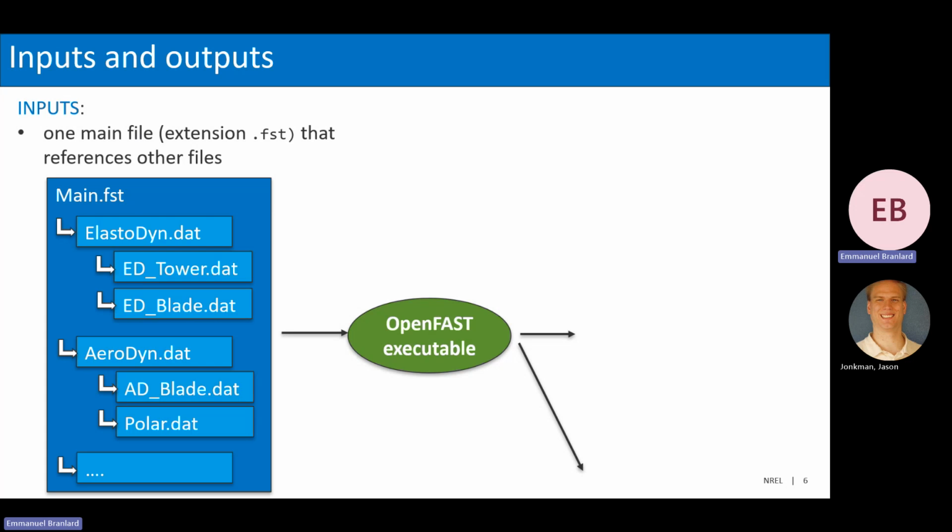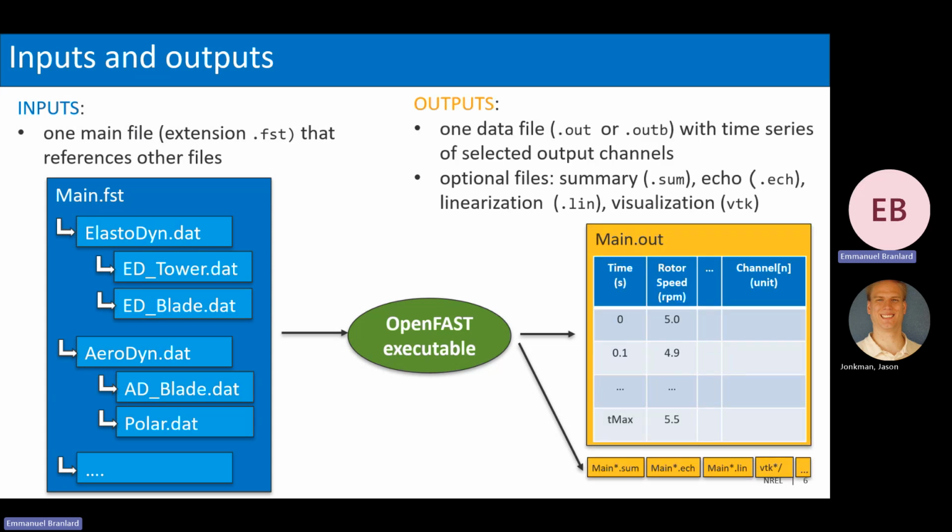So the basic idea is you take this main .fst, you give it to the OpenFAST executable. It's a terminal application, so you have to run this in the terminal, and then you get some outputs. The input files are going to be the parameters of your turbine. How big is your turbine? What is the mass of the different components? What is the wind speed, etc. In terms of output, the main output we usually look at has extension .out or .outb, and that's going to be a time series of different signals that you can imagine for a wind turbine.